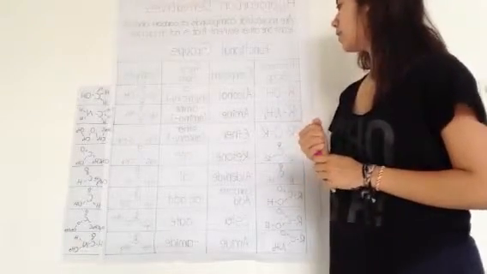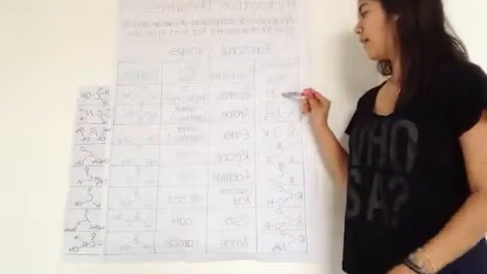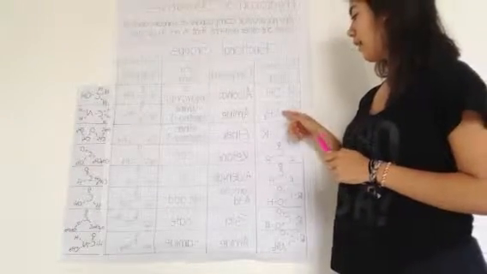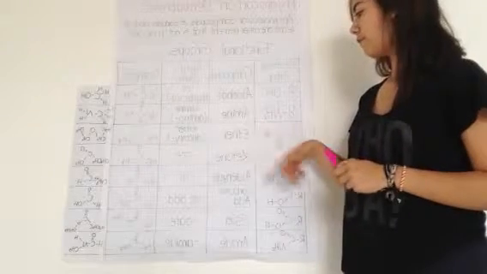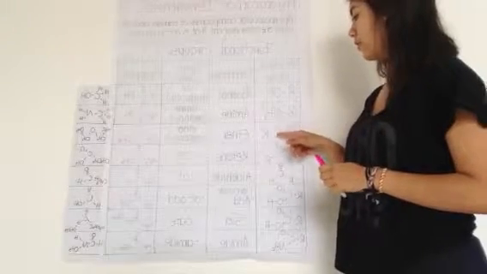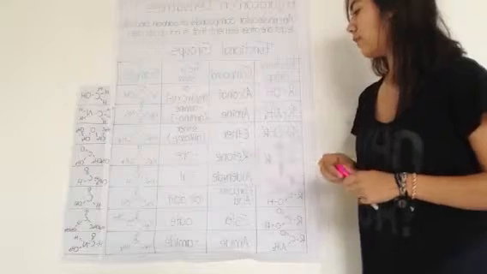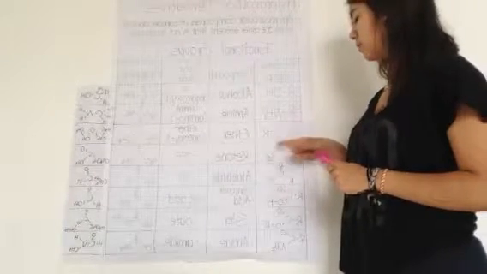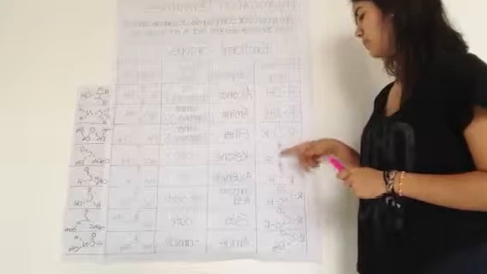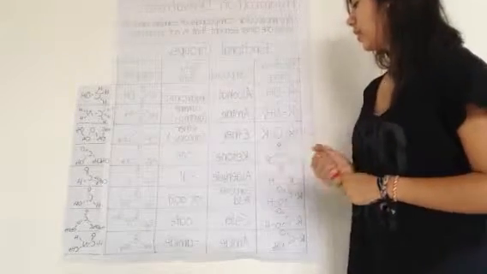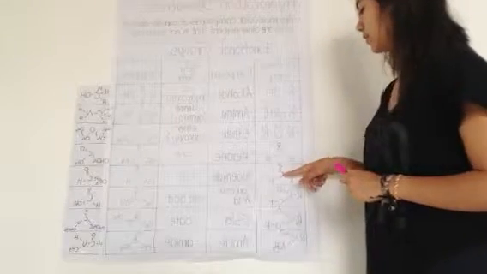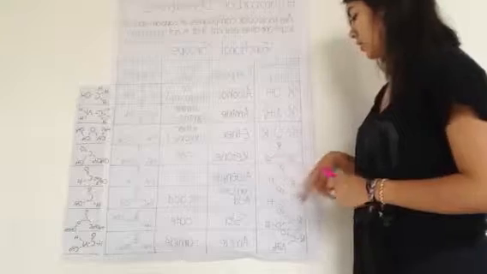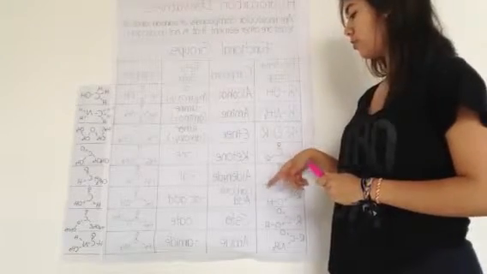The first is alcohol, which is R-OH. Then we have amine, R-NH2. Then we have ether, that is R-O-R. Then we have ketone, that is a central carbon double bonded to oxygen, and then we have two R's. Then is the aldehyde, that is a central carbon double bonded to oxygen, and then we have an R, and then we have a hydrogen.